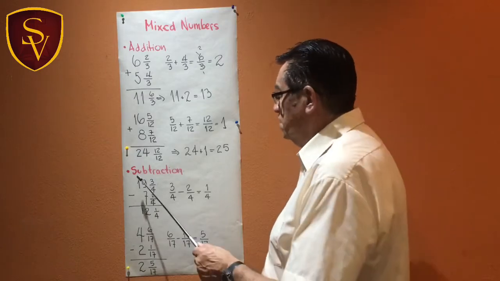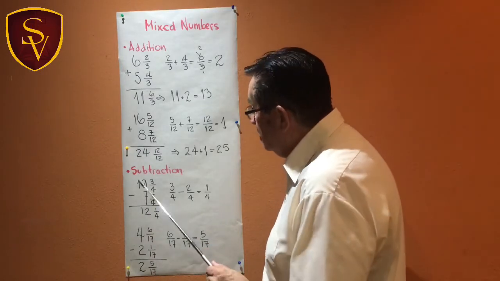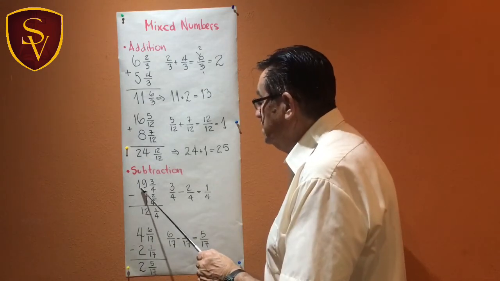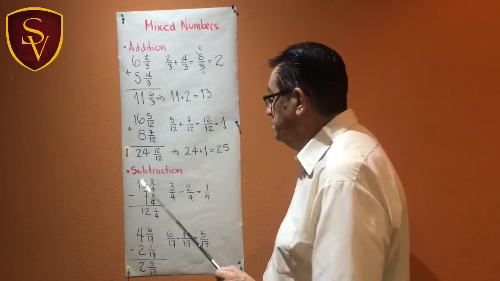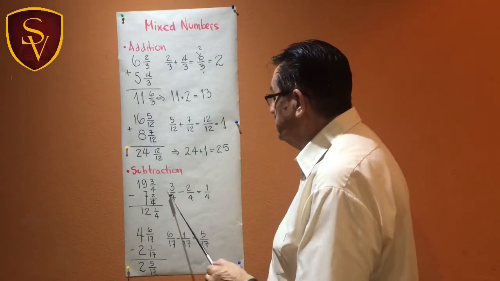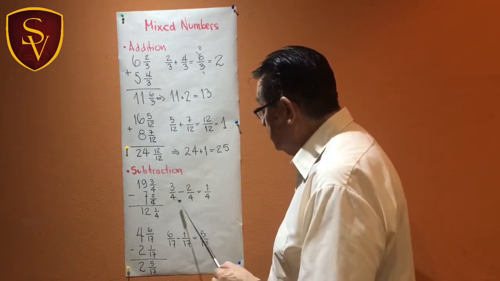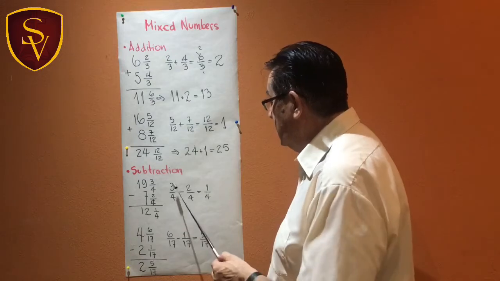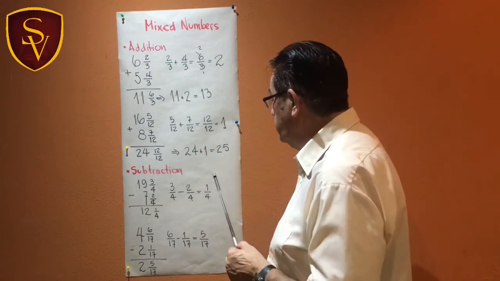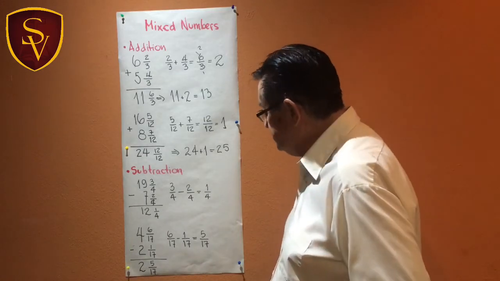In subtraction, en la resta, the same thing happens. We subtract the whole numbers first. 19 minus 7 is 12. And then we subtract the fraction part. Here we have 3/4 minus 2/4. They are common, so that means that we can subtract numerators. 3 minus 2 equals 1. It's going to be 1/4. So the answer will be 12 1/4.